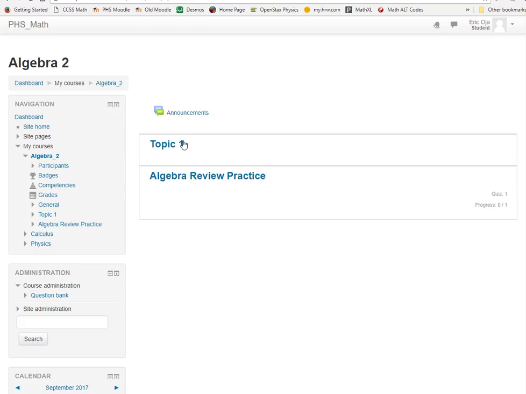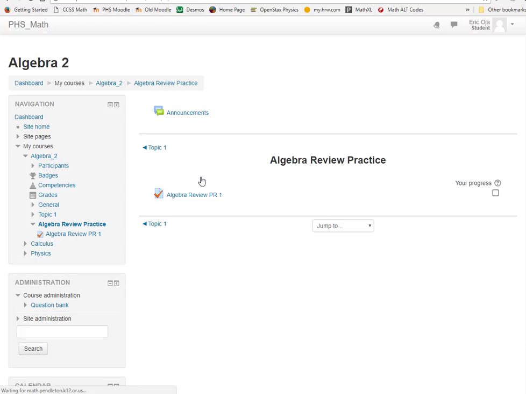Topic 1 is algebra review resources, but the algebra review practice. This is kind of our practice, which means homework, essentially, right? This is where all the homework is going to be for our algebra review. Right now there's only one assignment in there. There'll be another one coming up real shortly, but this will be enough for you for today, I'm sure.